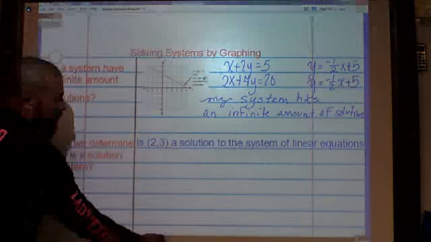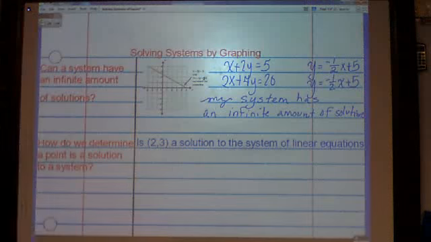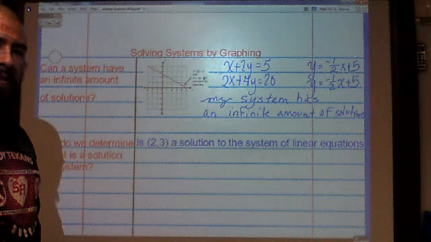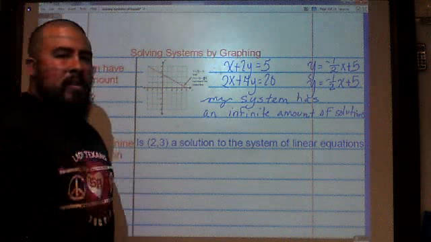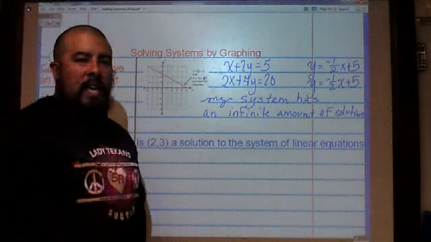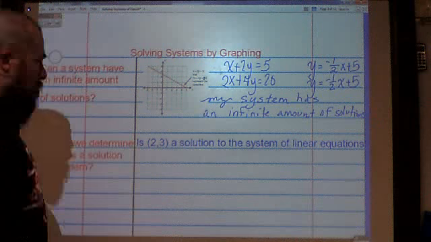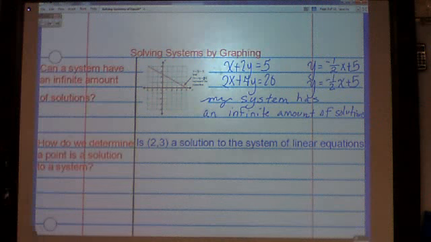The next thing we're going to look at is how do we determine if a given point is a solution to the system? And it's very simple. Okay? It takes us back to the beginning of school where we're substituting values and working them out. So I want to know, is 2 comma 3 a solution to the system of linear equations?